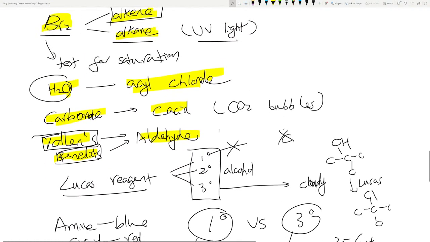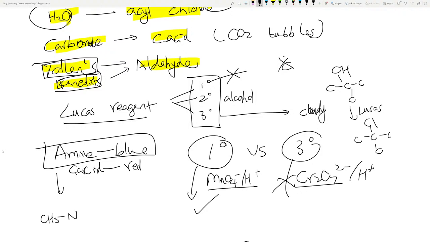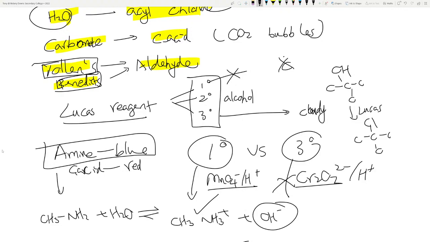Those are the ones that you can write equations for. You can't write equations for a physical test. You can, however, if you want to demonstrate your understanding of an amine turning litmus paper blue, say, here's my amine. How do I show this is a weak base? Because it's partially dissociated in water, and that will give me OH minus, and that's the base, okay?